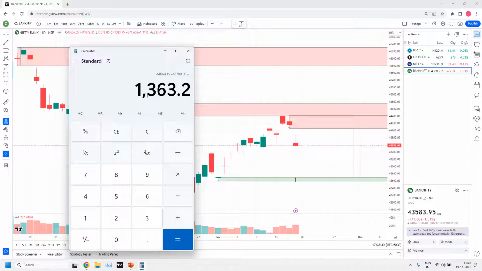So you got 1,363.2. This is your reward. Now the reward is increased compared to previously. You got maybe another 100 points of reward. So this divided by risk. What is the risk? We saved it in the calculator memory. Let me recall the memory. So 111.3. So you got 12, 1 is to 12.